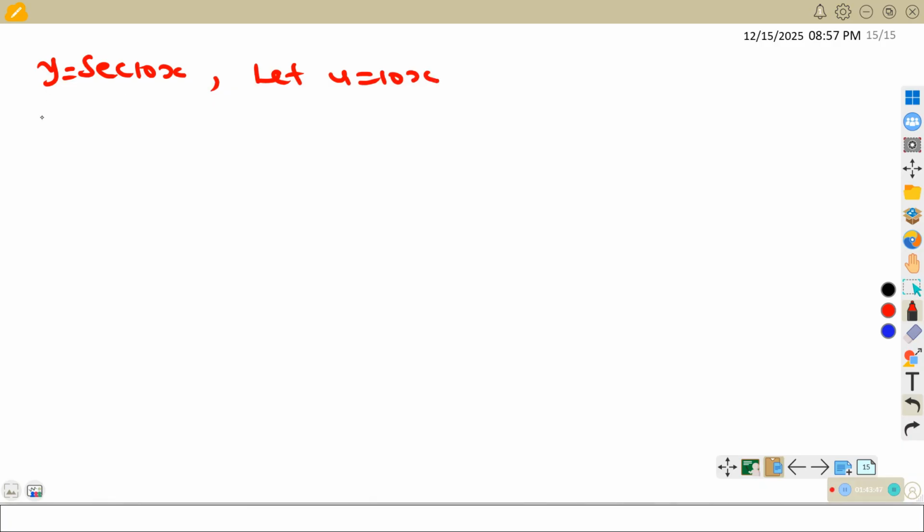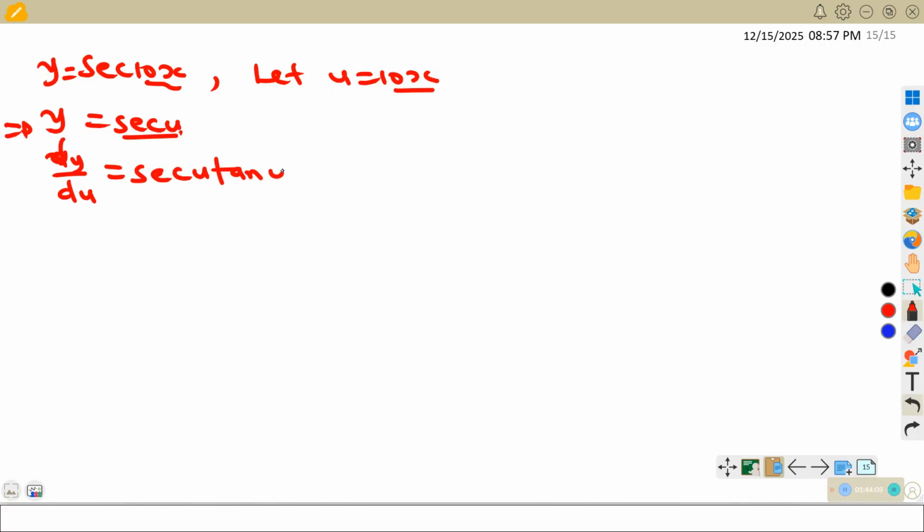Then what I do here, it means y will become sec of u, where u is 10x. So you are having y as sec of u. So what will be dy/du? The dy/du is the same as differentiating sec of u. As we have seen, sec of u when differentiated is sec u tan u. When you differentiate u with respect to x, you will get 10.